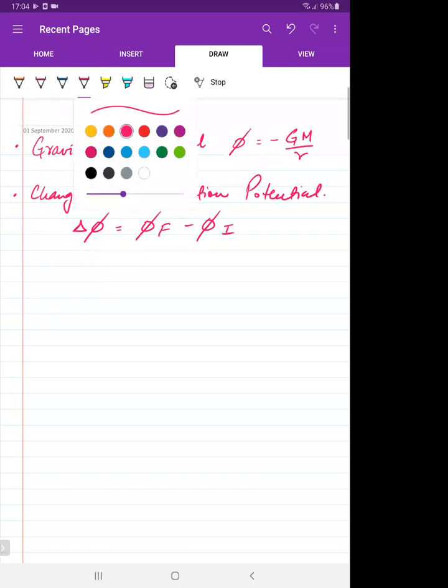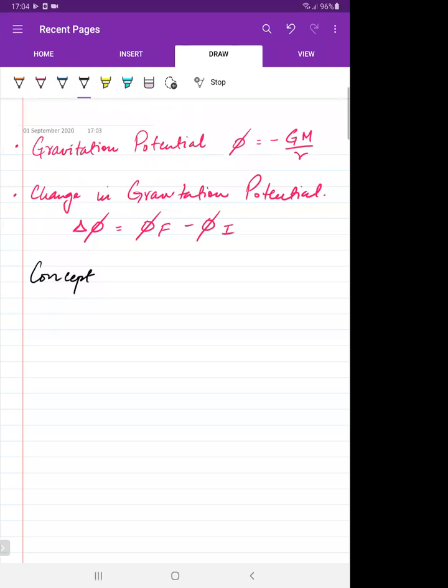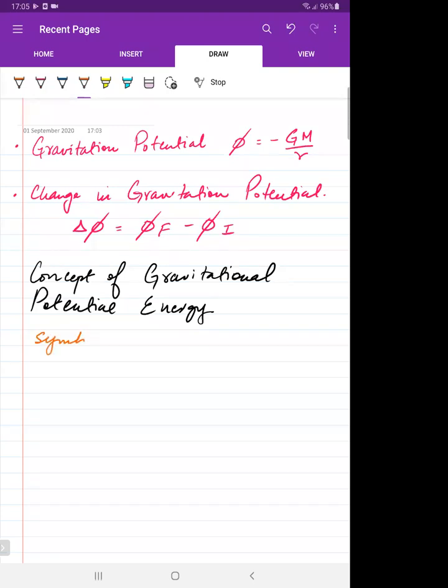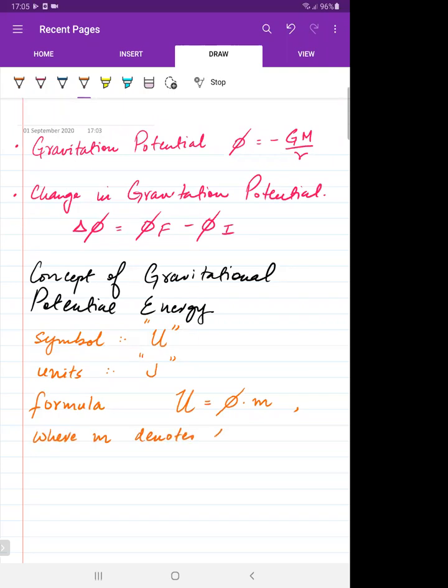So moving on further, the next working that we have to do is the concept of gravitational potential energy. All right, so follow the working. This is denoted by the symbol capital U. It is measured in units of joules, and it is given by the formula U is equal to phi times m, where m denotes the mass of the moving object.